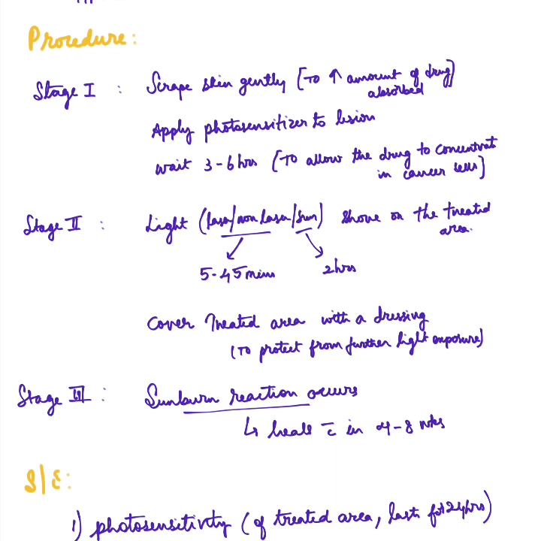Next, in stage 2, we use a light source, either laser, non-laser or sunlight. If laser or non-laser, the treatment can be done for a period of 5 to 45 minutes. But if it is sunlight, then the exposure should be carried on for about 2 hours. These lights are shone onto the treated area.